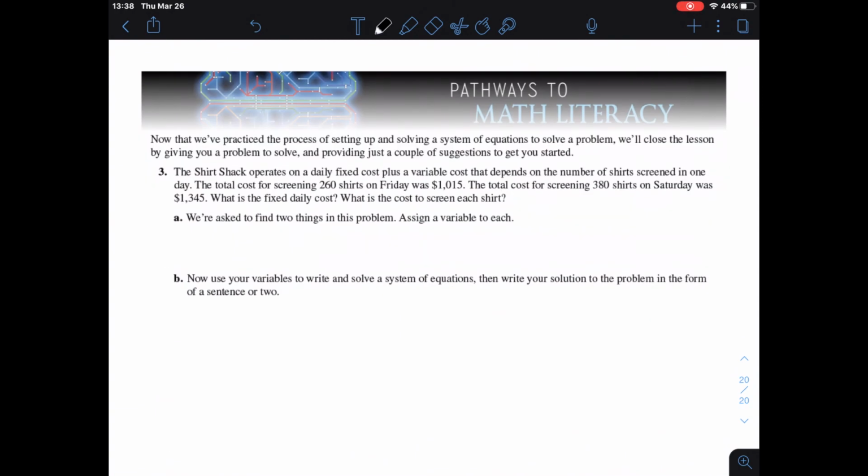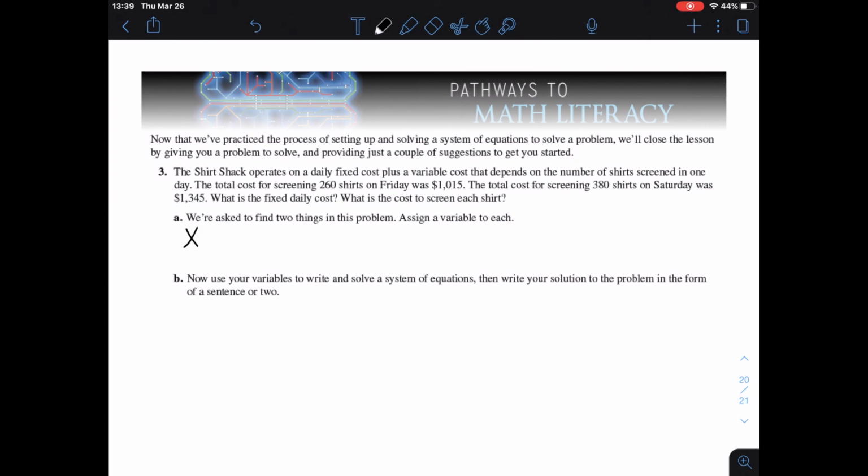Okay. So now that we practiced this, let's work with some other suggestions. The Shirt Shack operates on a daily fixed cost plus a variable cost that depends on the number of shirts screened in one day. The total cost for screening 260 shirts was $1,015. For screening 380 shirts, their cost was $1,345. Our goal is to figure out what this fixed daily cost is and what the cost is to screen each shirt. So there are two unknowns.